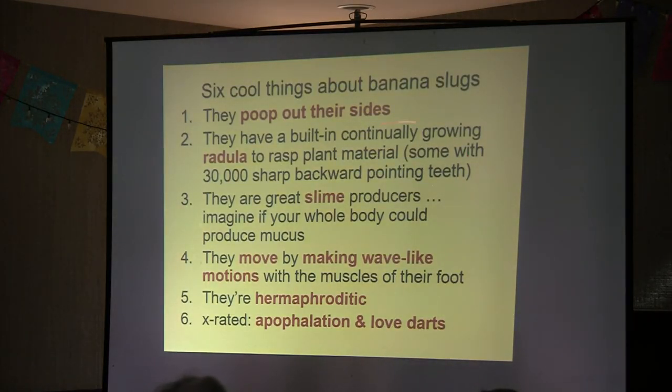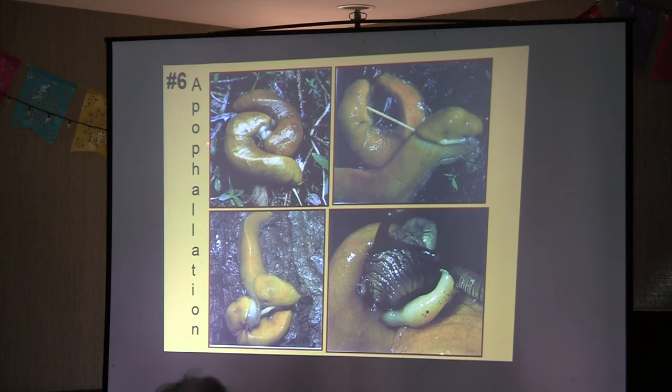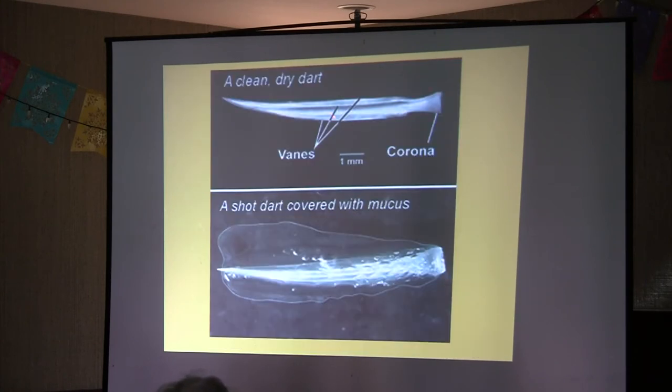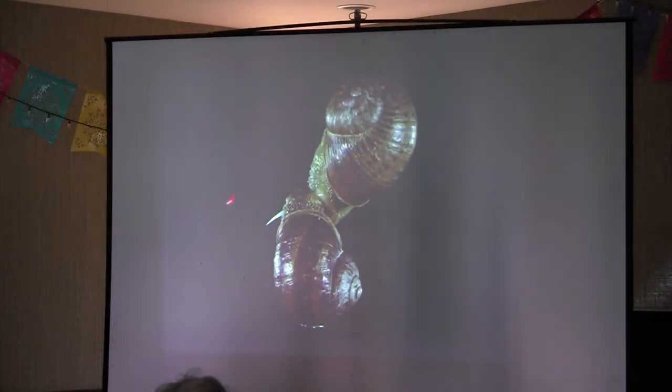So there were 5 cool things about banana slugs. The 6th one is X-rated, which is apophallation and love darts. Do people remember what that's all about? Yeah. Hormones. So they're sticking these love darts. I mean, they're firing them. I think I have a picture. Here's a shot, a dart covered with mucus. Sometimes they go right through the other snail's head, but they're basically sort of increasing the hormonal. And they come in a variety of all different incredible sizes and forms.